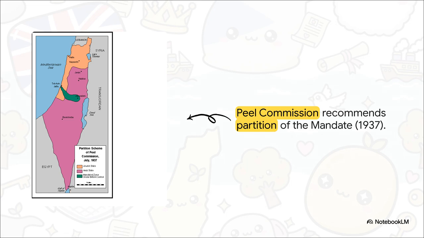The commission investigated the violence and basically concluded, yeah, this mandate is unmanageable. Notice how they proposed drawing new borders: a specific Jewish state up in the north and along the coast, a larger Arab state down to the south and east, and a mandated zone kept under British control, which very importantly included the holy city of Jerusalem.